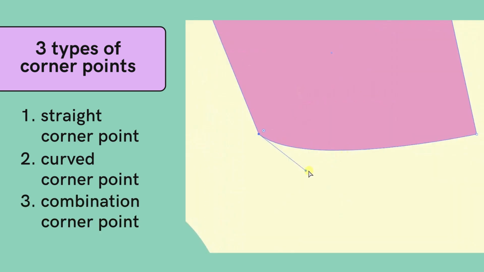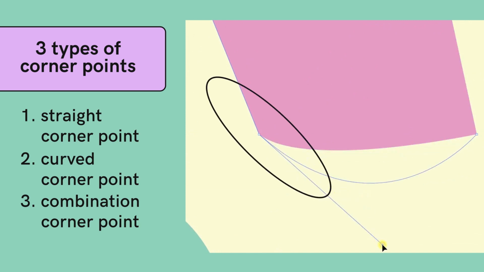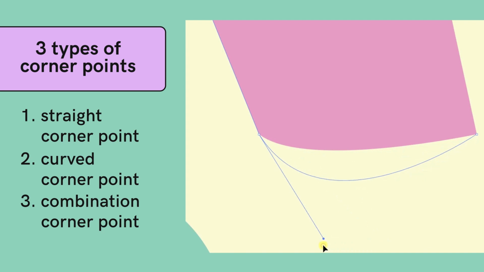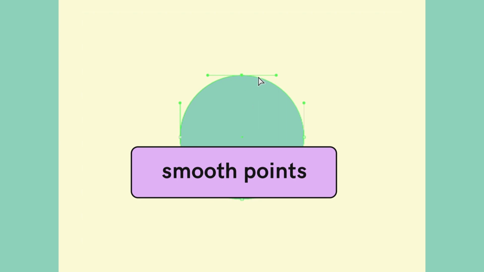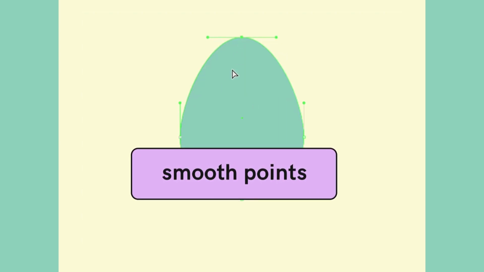A combination corner point is where a straight corner point and a curved corner point meet, and it has 1 control handle which controls the curved line. Meanwhile, there are smooth points which are designed so that the path continues as one smooth line. It helps prevent the path from changing direction abruptly.